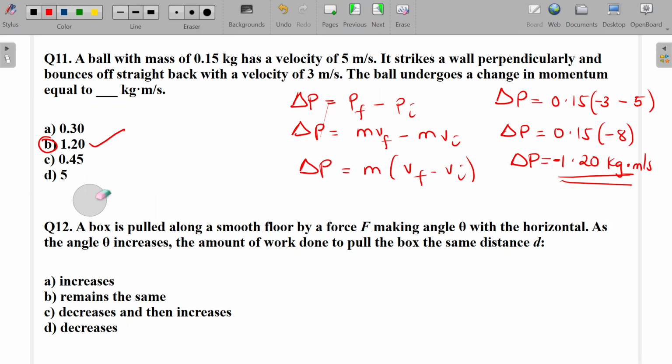Okay, let us continue. Question 12. A box is pulled along a smooth floor by a force F, making angle theta with the horizontal. As the angle theta increases, the amount of work done to pull the box in the same direction, over the same distance d: A, increases; B, remains the same; C, decreases and then increases; D, decreases.